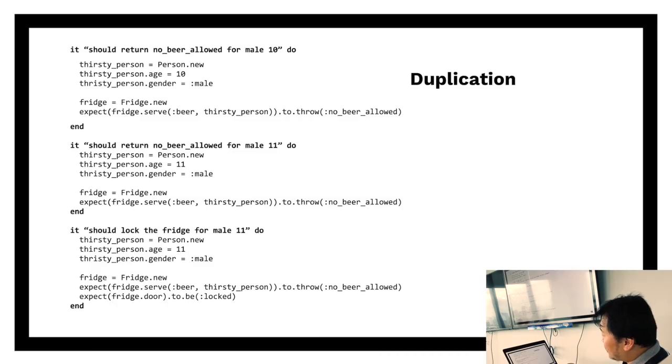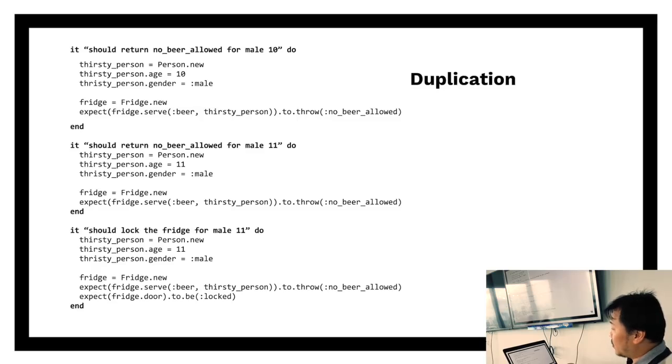The third category is duplication between description and implementation. So you're duplicating what you say in the description with what you actually implement in the test. And typically people don't see that. So what you're saying here is should return no beer allowed for male 10. Here it says no beer allowed. It says male and 10. And the reason why it's not palatable is because you don't have that single source of control anymore. Typically the test needs to be the single source of control.